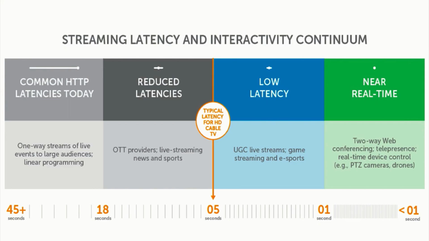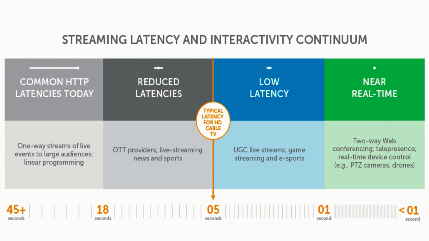This is a chart of the different types of latencies that we have. On the left, you start out with the common HTTP latencies, in the range of 45 seconds down to 18 seconds. A typical example of this might be live events to large audiences. Then we get into the reduced latencies bucket, from 18 seconds down to 5. Examples of this might be live streaming news and sports. And 5 seconds is the typical latency for HD cable TV.